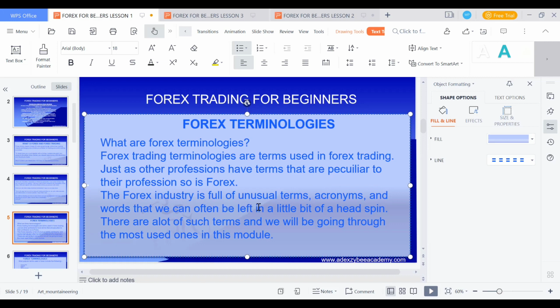Yeah, there are a lot of them that you will not really understand if you don't trade. Now there are a lot of such terms, and we'll be going through the most used ones in this module. Okay. All right, so let's go into it.